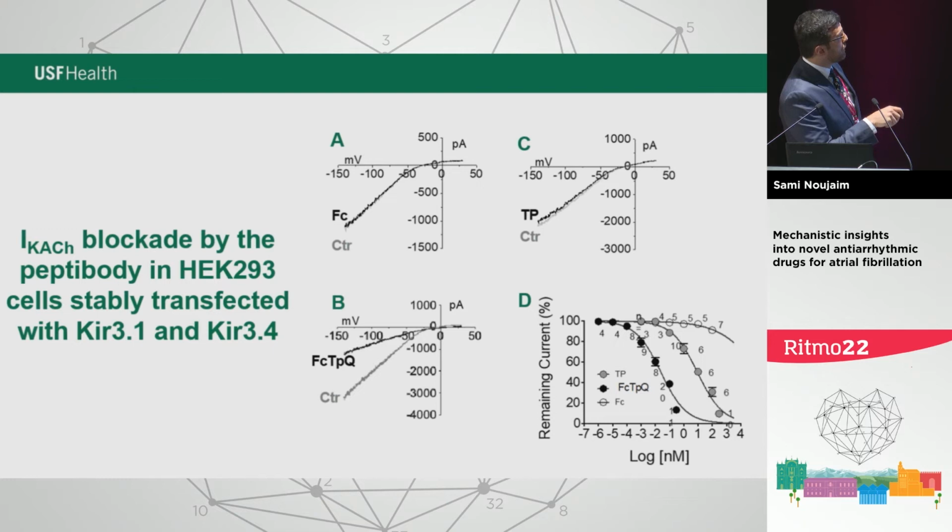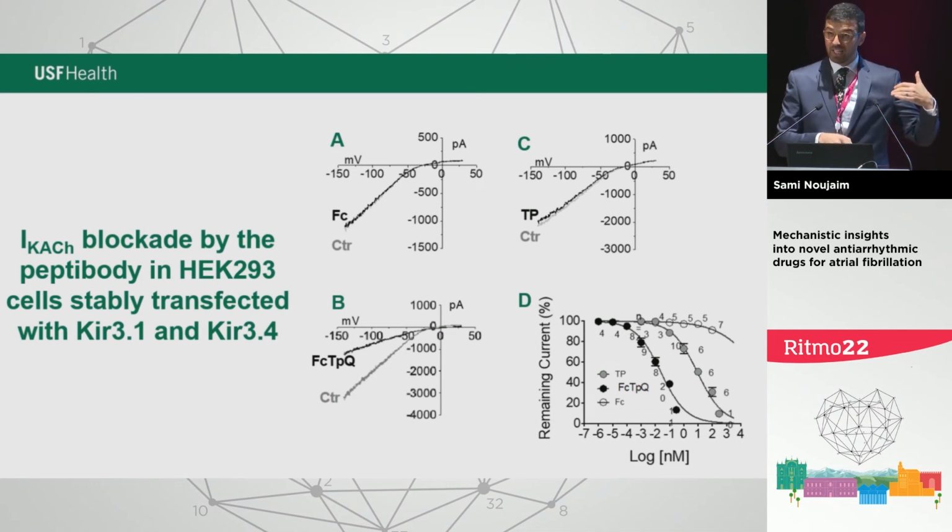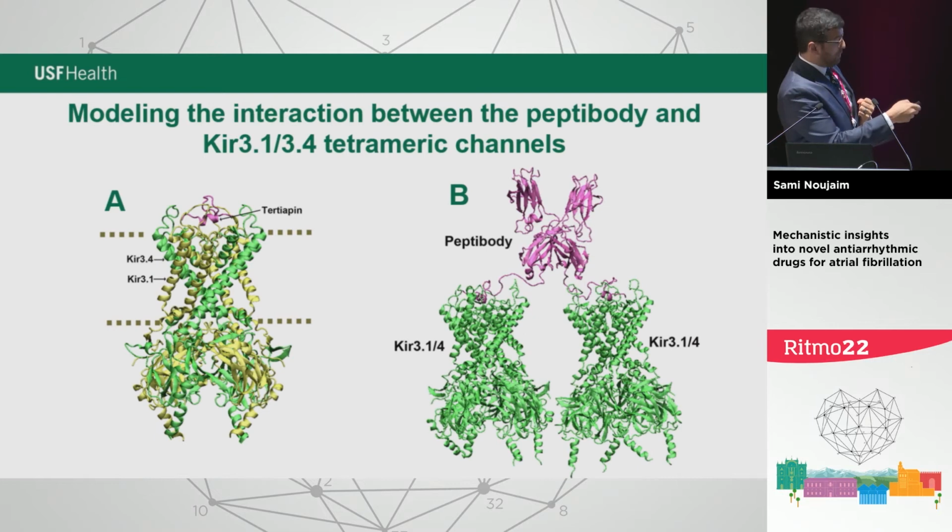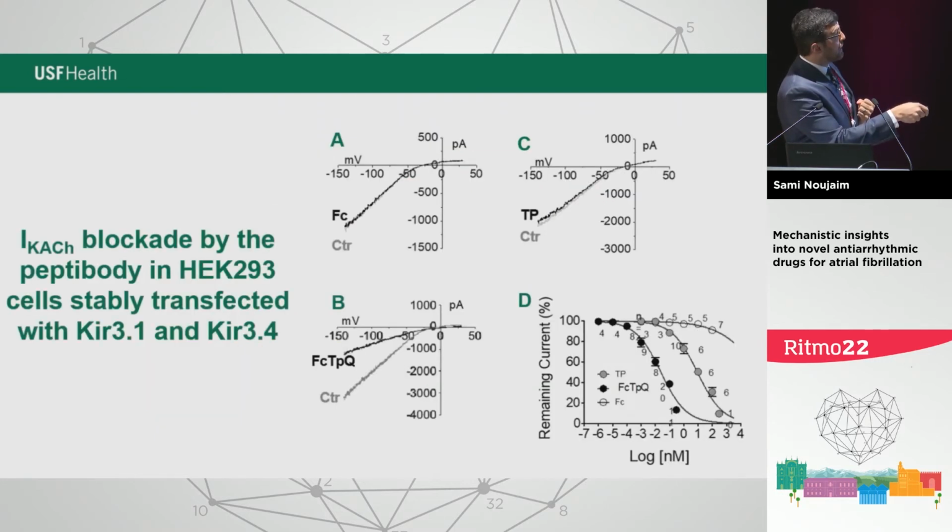Right here is the IV curve of IKACh in the HEK cells in control baseline conditions, and after we added the naked Fc fragment at 100 picomolar. So just the control Fc fragment did not affect the current. In panel B, we showed the IV curve of IKACh at baseline control conditions, and then after addition of 100 picomolar of the peptibody, we observe a significant decrease in the current. In panel C, we show the HEK cell expressing IKACh, and when we added 100 picomolar tertiapin-Q, it did not affect the current.